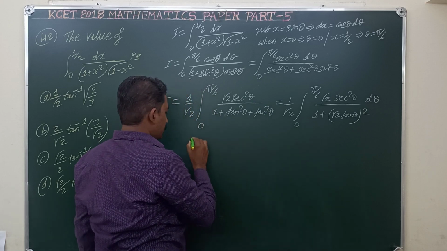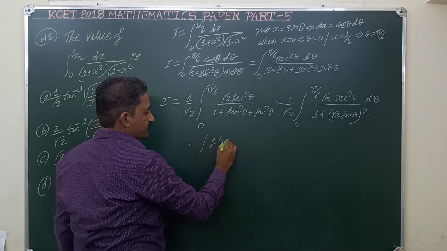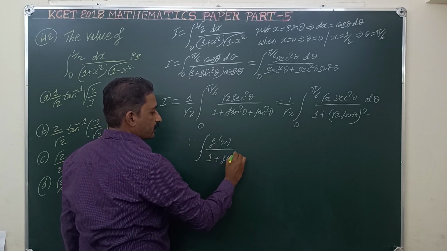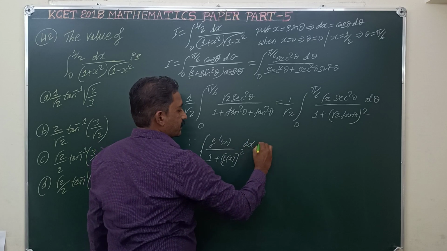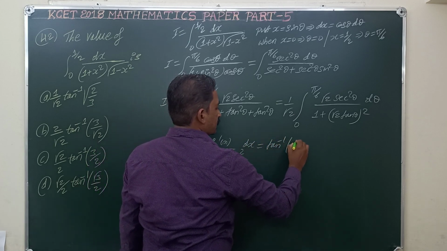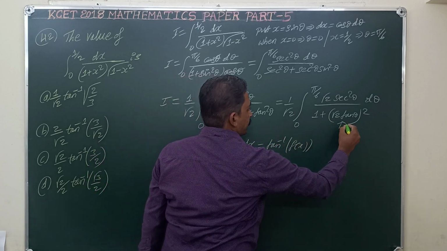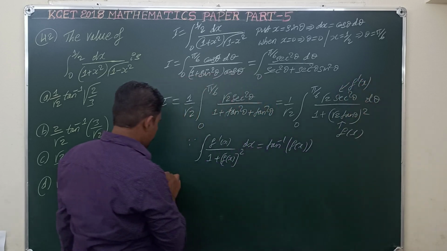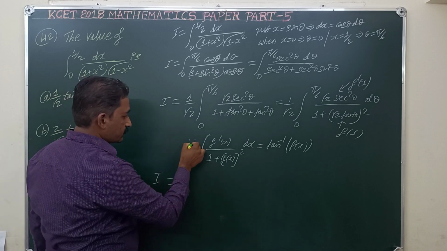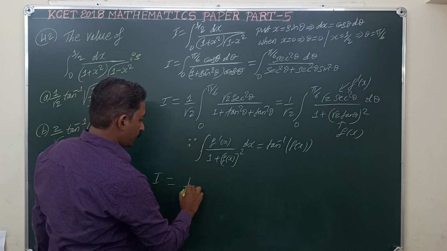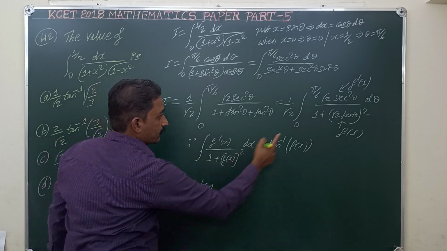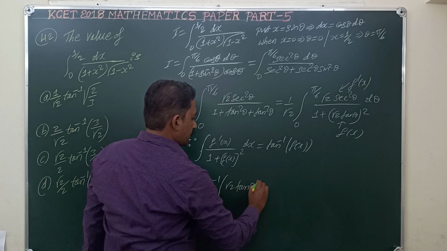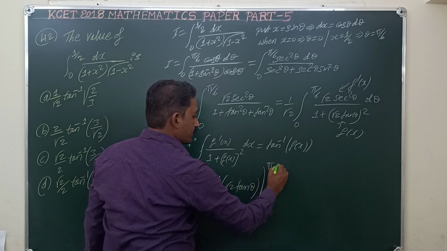Now it is in the form of the integral of f'(x) divided by 1 plus (f(x)) whole square dx, which is equal to tan inverse of f(x). So this is f(x), this is f'(x). Directly we can write the answer of this question using this formula. 1 by root 2 is there. This can be written as tan inverse of f(x), that is root 2 tan theta. Apply the limit from 0 to pi by 6.